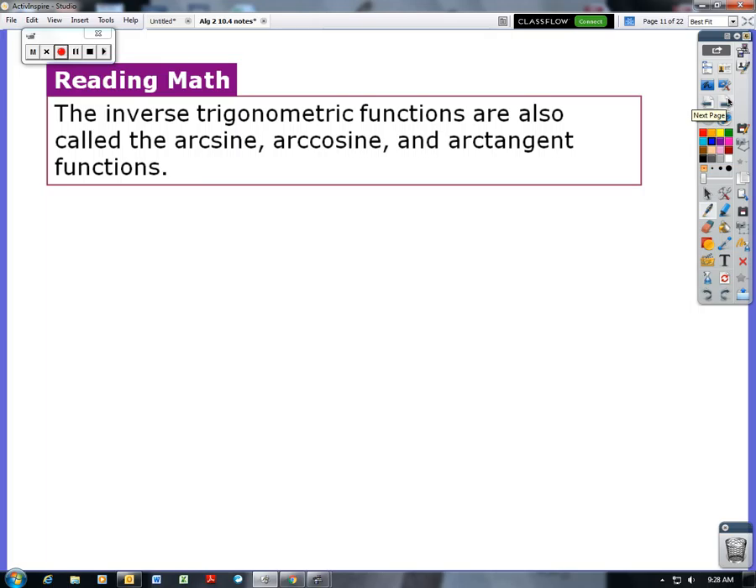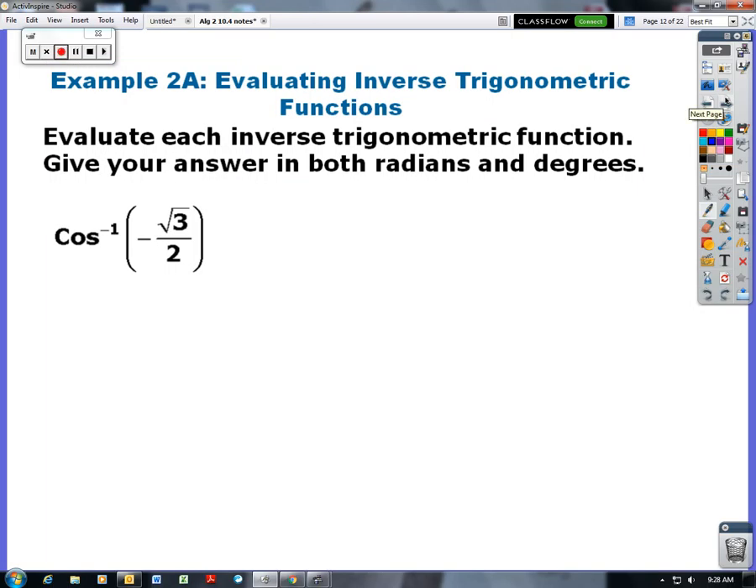We already know that. Okay, finally we get to use it. This is where the rubber meets the road. We are going to evaluate. Now this time it does say to use both radians and degrees. All right, fantastic. So again, I'm going to draw my little unit circle. Of course, you probably have it right there in front of you, hopefully.